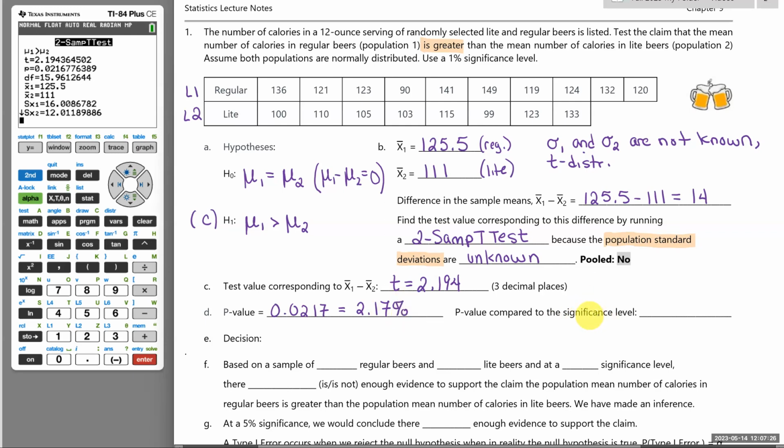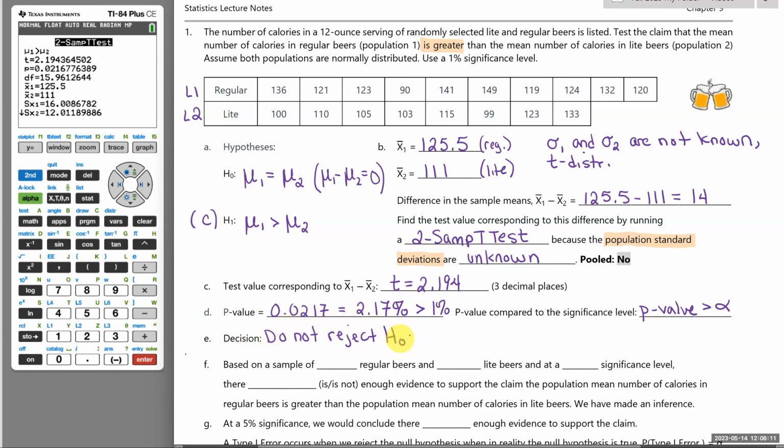All right, so comparing that to alpha, so alpha significance level, they said to use 1%. Well, 2.17% is larger than 1%. So if my p-value is greater than my alpha, as it is in this case, that means we do not have enough evidence here to reject the null hypothesis. So the p-value is not lower than alpha. So we do not reject H naught.